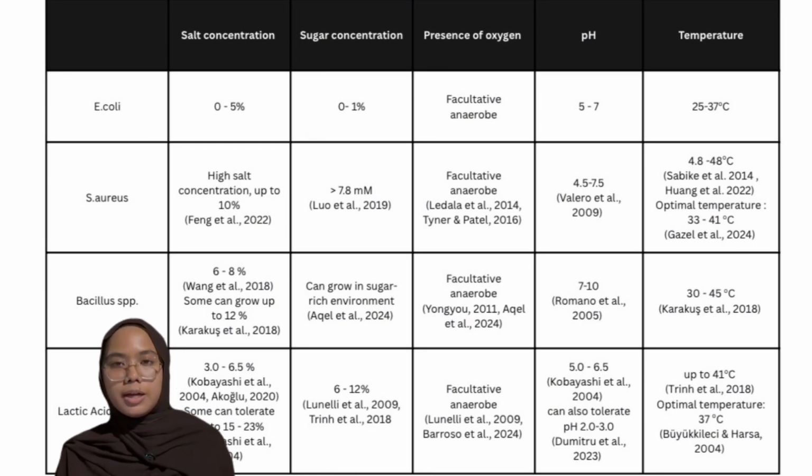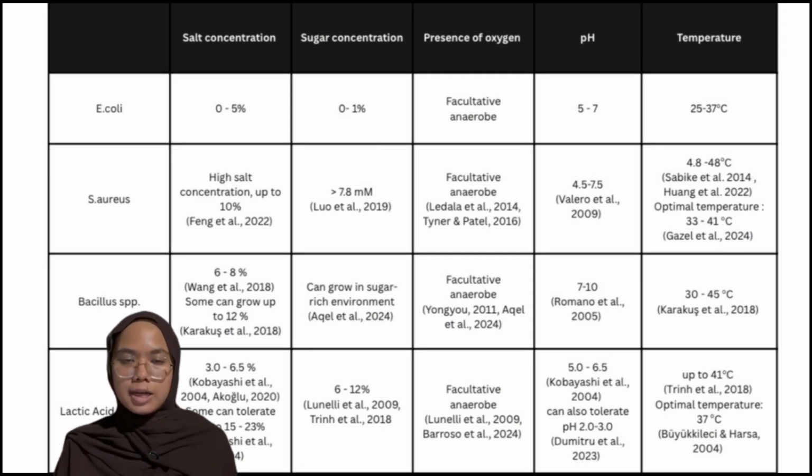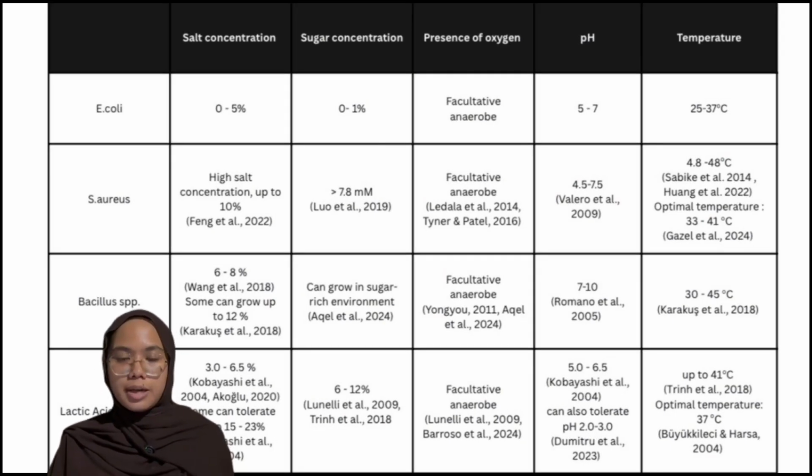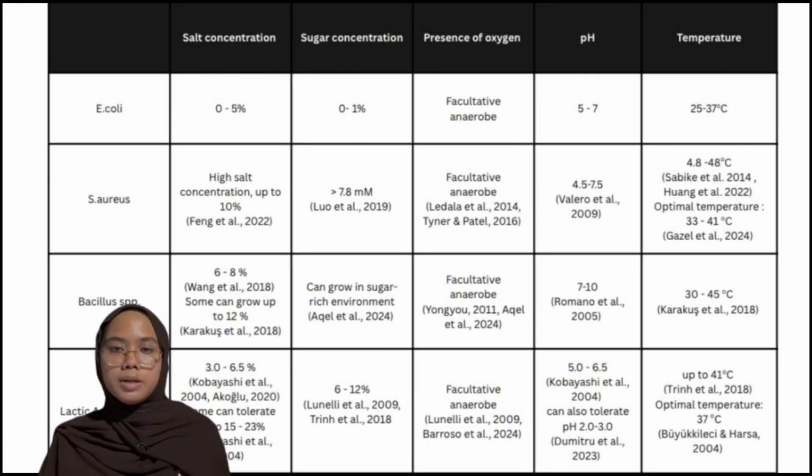As a conclusion, E. coli grows best at 37 degrees Celsius and pH 7, while extreme temperatures and extreme pH will inhibit and completely stop their growth.